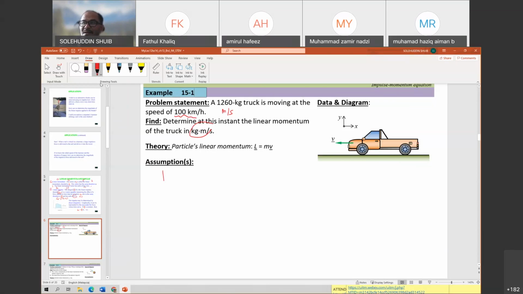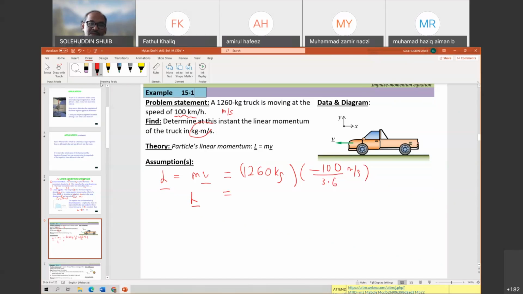So we have L, the particle's linear momentum of the truck, equal to mv. M is in kilogram already, so it's 1260 kilogram. And then the velocity, we have minus 100. You convert, you divide by 3.6, and then you get meter per second.